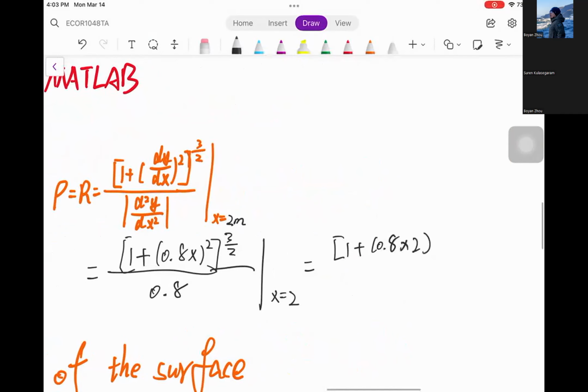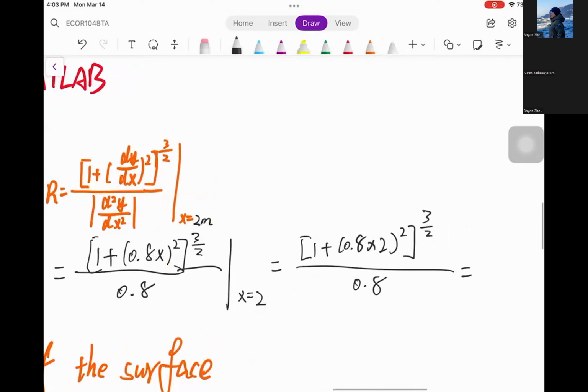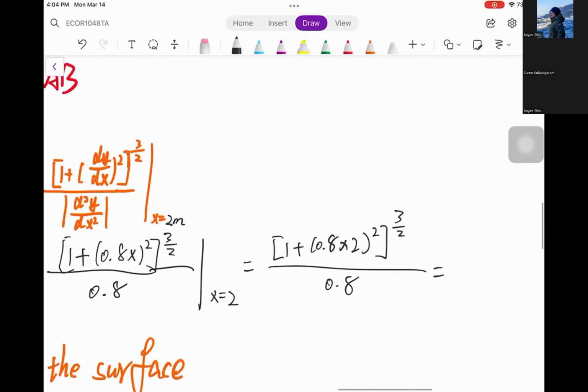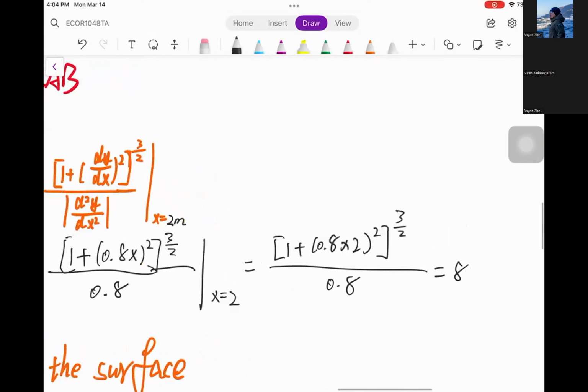Times 2 to the power of 2 to the power of 3 over 2, over 0.8. And then just use a calculator to find this one. The answer is going to be 396.